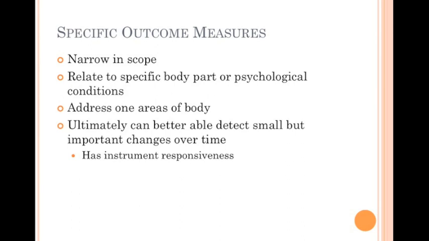Specific outcome measures are the exact opposite of generic outcome measures. These are a lot narrower in scope and typically relate to a specific body area, disease, or injury. They can also relate to psychological conditions as well. Specific related outcomes are better able to detect small but important changes over time when compared with generic instruments. This creates instrument responsiveness, which is ultimately the ability to capture these small and meaningful changes.